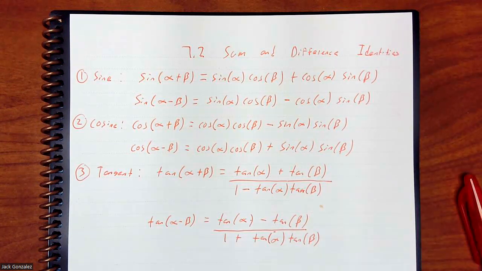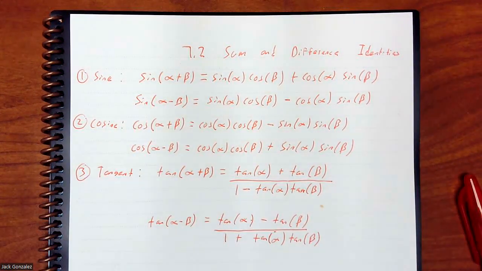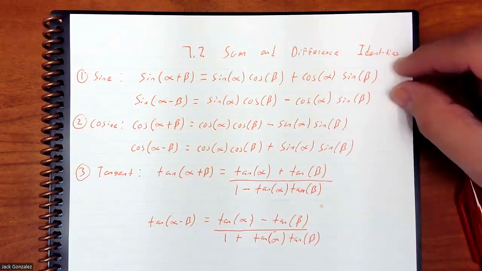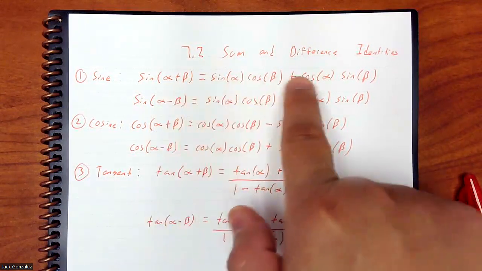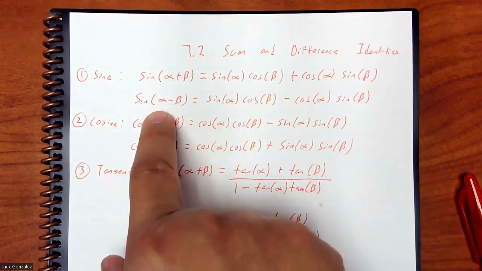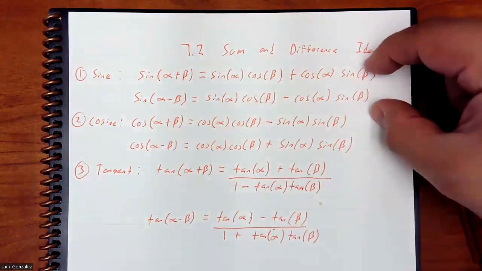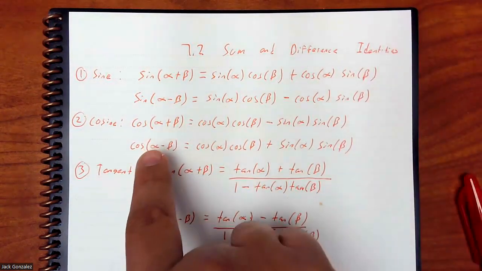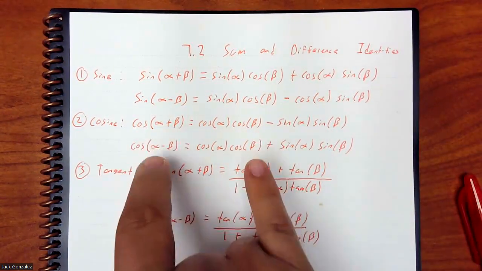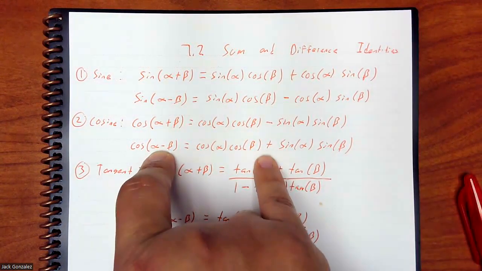But as you can see, they're kind of easy to remember. See how these two are the same, they're just based on this plus, you put a plus there. Based on this minus, you put a minus here. Otherwise, it's the same thing. Cosine is the opposite. You got a plus, put a minus. You got a minus, put a plus.